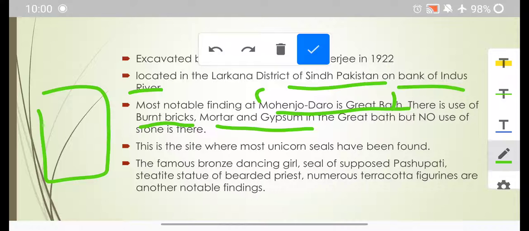Unicorn seals are found in Mohenjo-daro. Also the famous bronze dancing girl, seal of supposed Pashupati, statue of bearded priest.